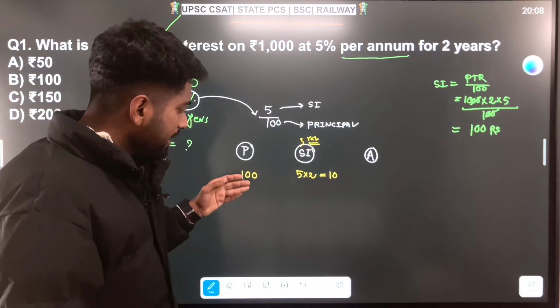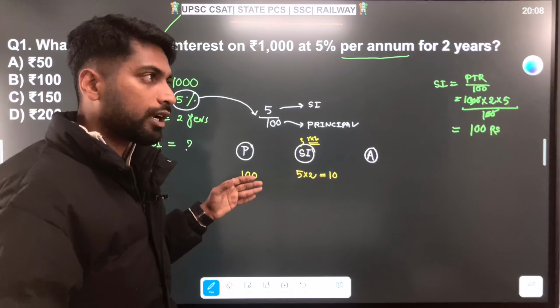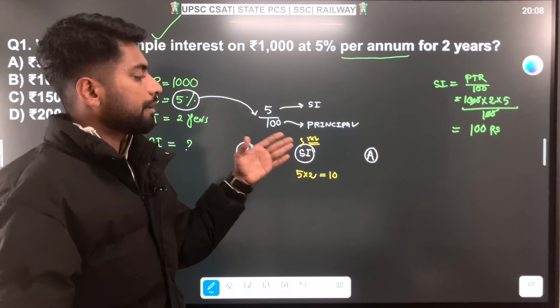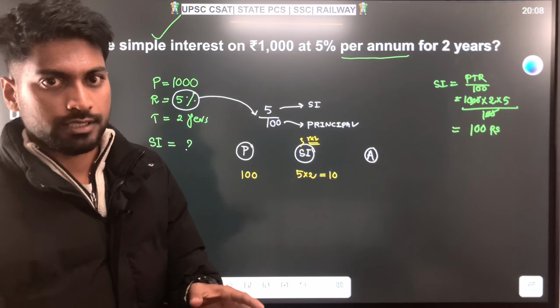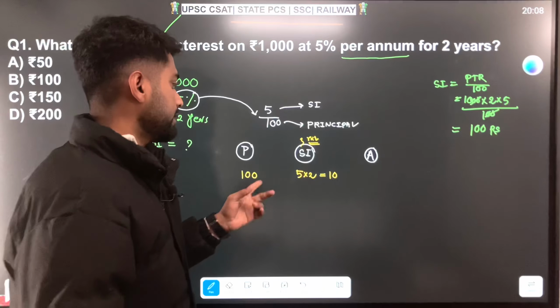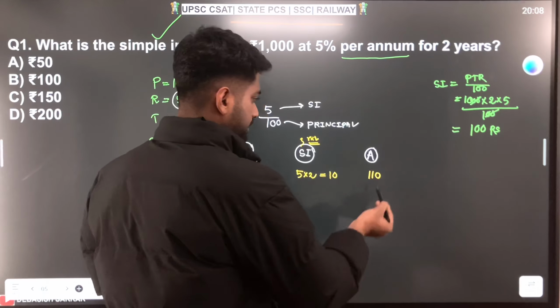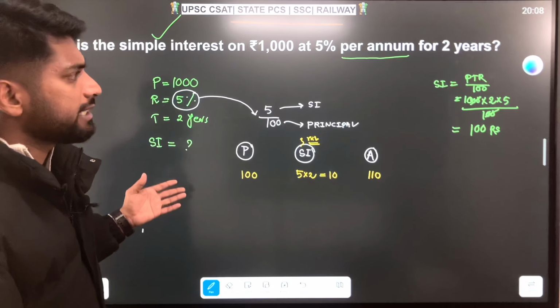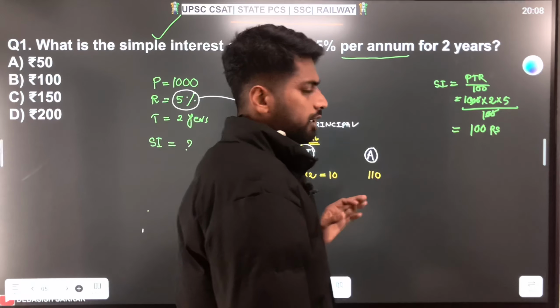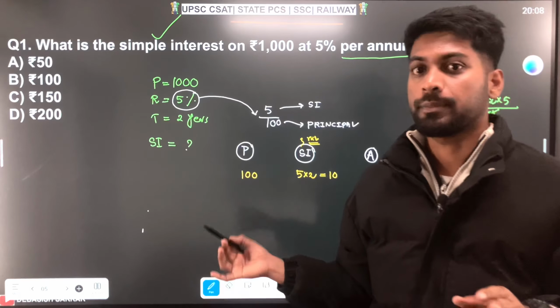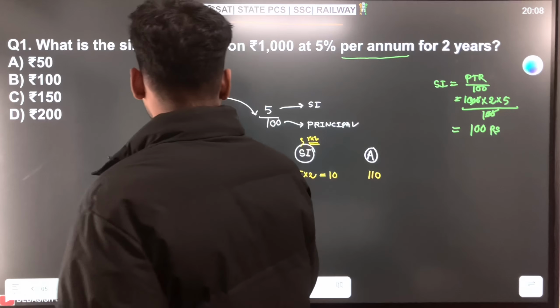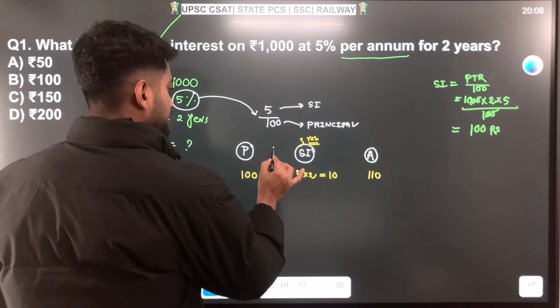Now see, I am taking 100 rupees, or I am lending 100 rupees, and I am getting 10 rupees as simple interest. So total amount 100 plus 10, that is your 110. Though in this question they didn't ask about the amount, leave it, but write it to make the format. Now see, now these are in ratios.